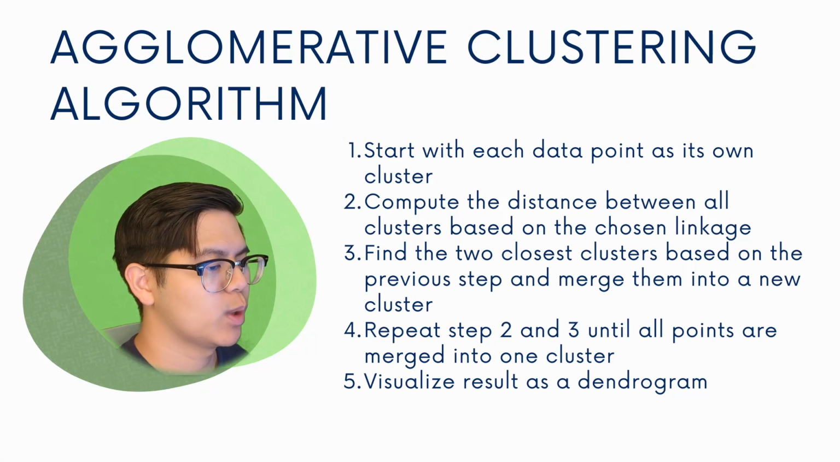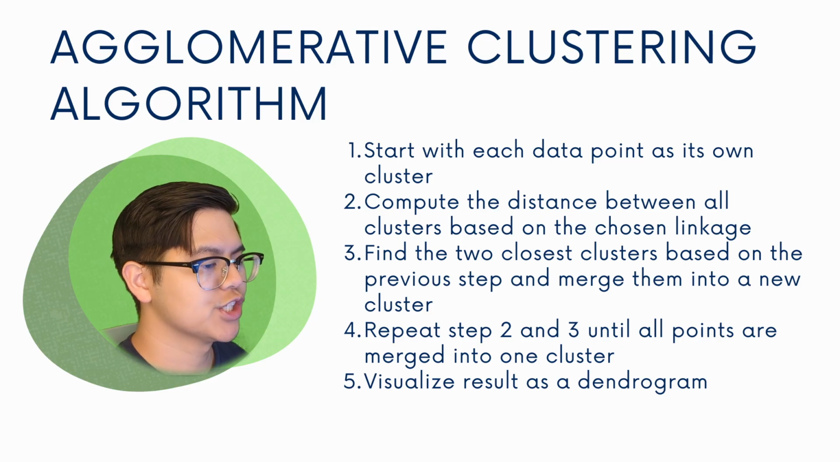Agglomerative clustering is quite straightforward. First, make each data point its own cluster. Secondly, compute the distance between all clusters based on a chosen linkage. Thirdly, we want to merge the 2 closest clusters based on the previous step. Fourthly, we repeat steps 2 and 3 until all points are merged into one cluster. The last step is to visualize the result as a dendrogram.